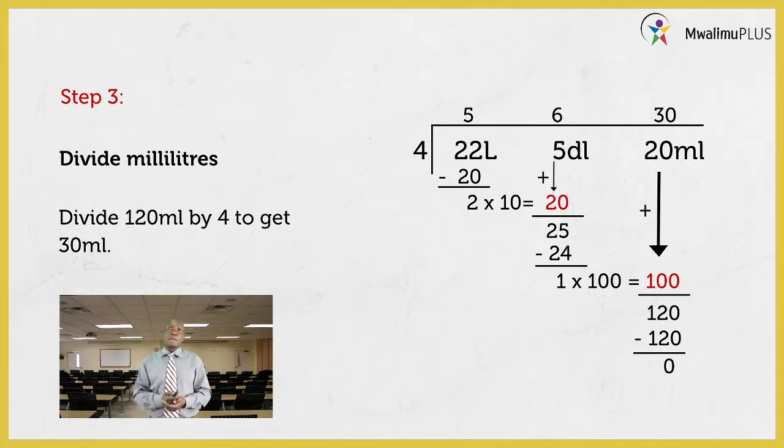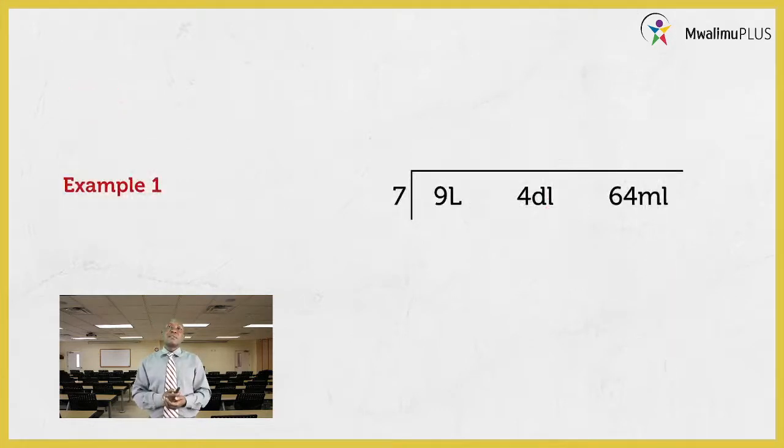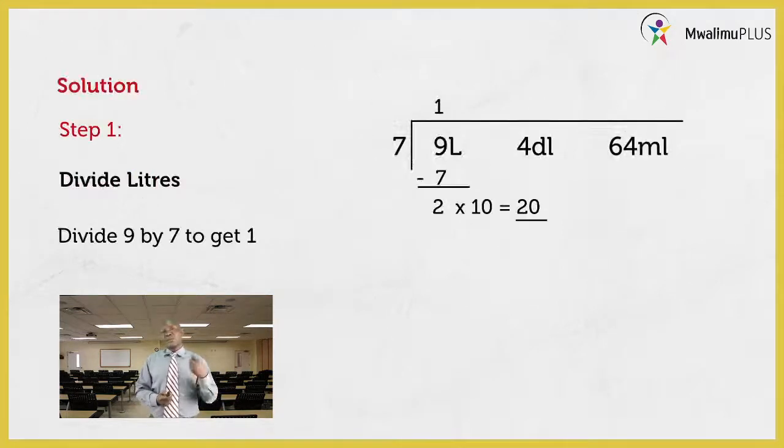Example number 1. Here we are going to divide 9 liters, 4 dl, and 64 ml by 7. The same process. When dividing liters, we are going to start with dividing 9 by 7. That will give us 1. We record 1 on top of 9, then we subtract 7, because 7 times 1 is 7. When we subtract, we get 2.